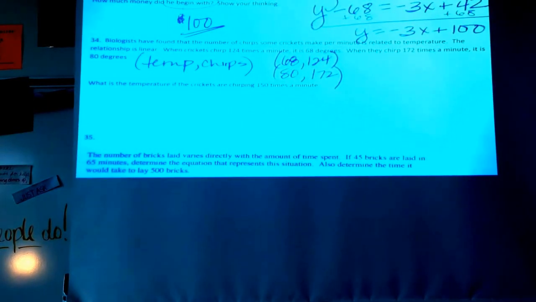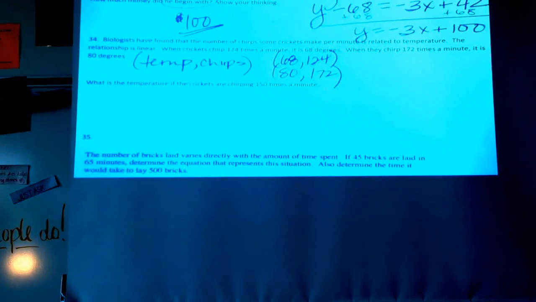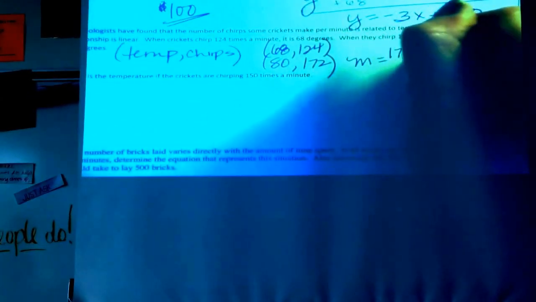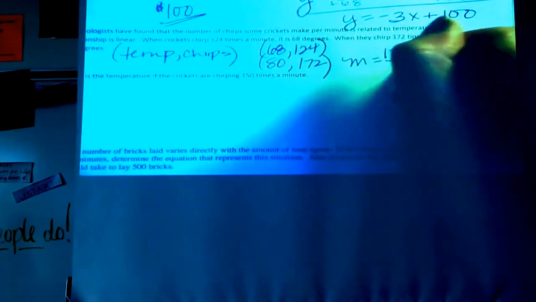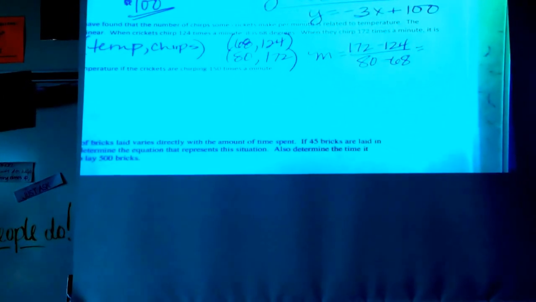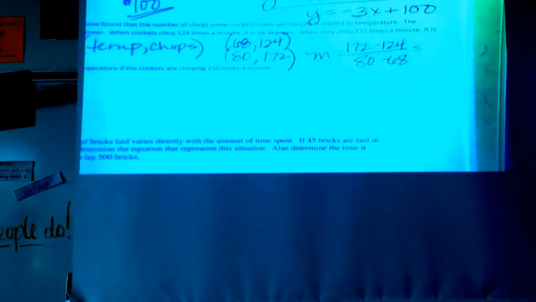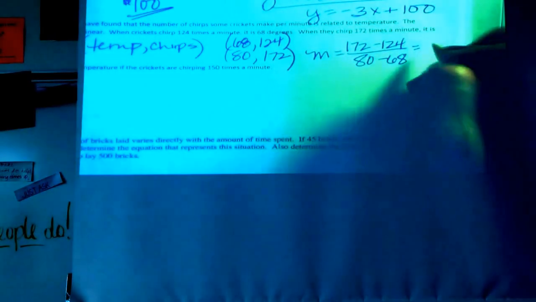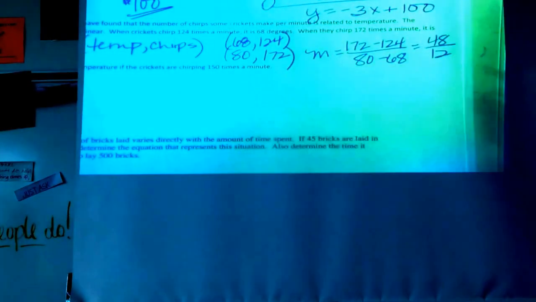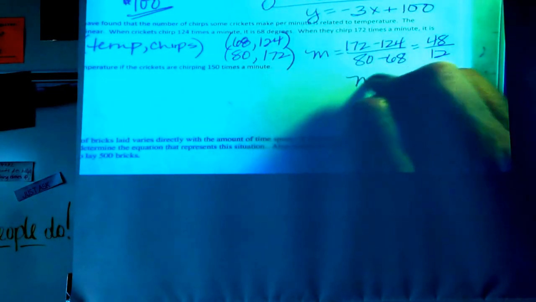Probably the best equation to go to is point slope. Let's find the slope. Difference in y values divided by difference in x values. Does anybody have what that is? Let me do it real quick. 172 minus 124. You guys, somebody does something. 48 over 12. So the slope is 4.